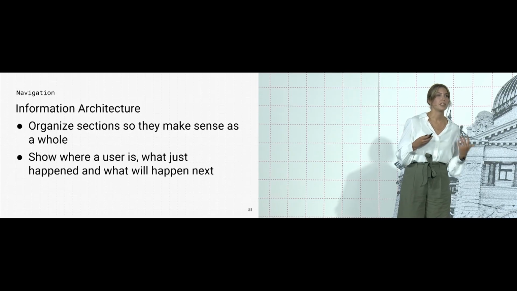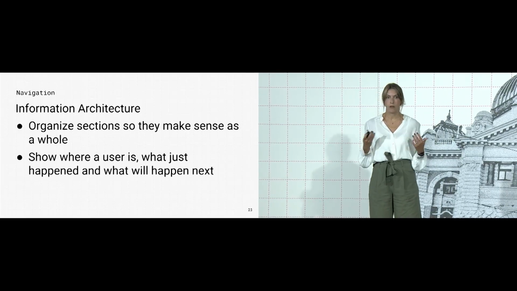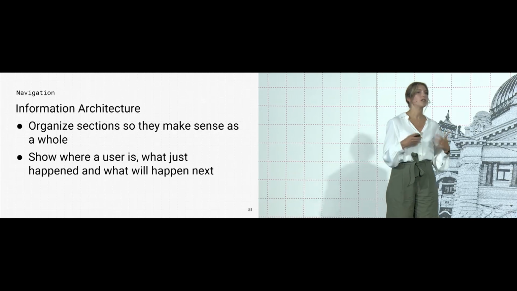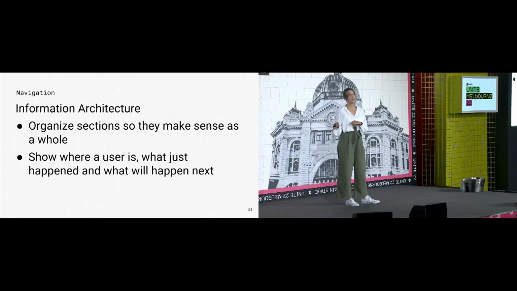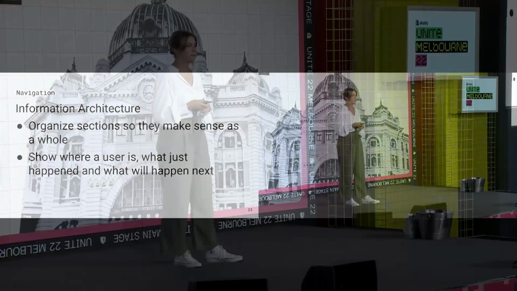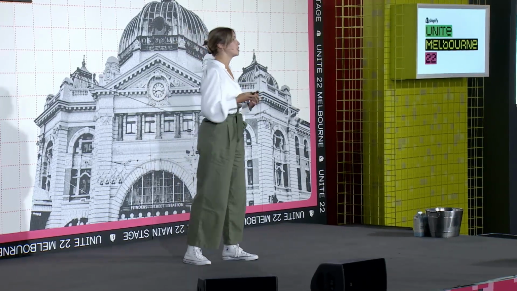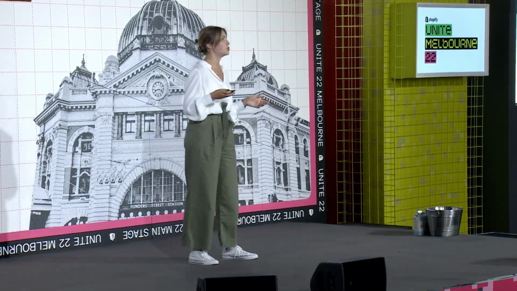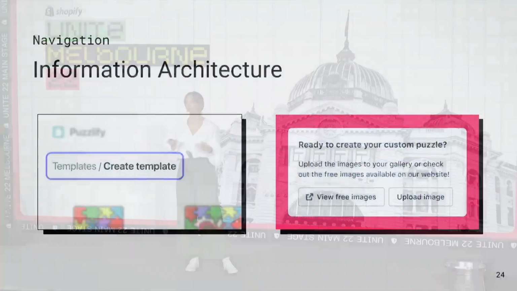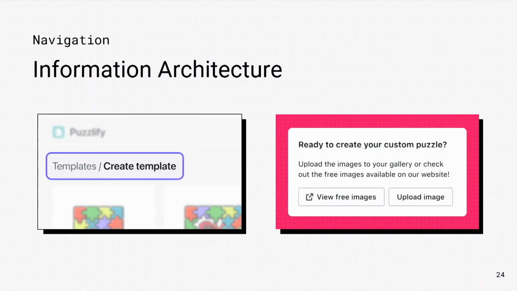So build your app's navigation around what merchants need to do in your app. Make sure that you show them where they are in the process, what has just happened, and what will happen next. And practically speaking, this means using navigation elements such as breadcrumbs so that a user can go to the previous page without using the browser buttons, for example. And another really good rule of thumb is to avoid sending your users outside of the Shopify admin to complete key actions. So that's it for the lecture.